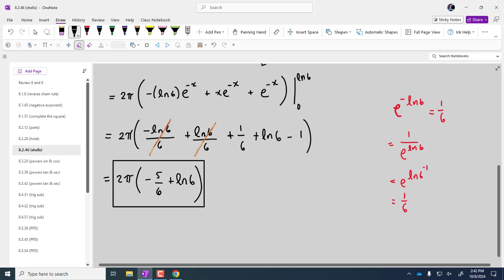There is the volume. You don't have to distribute it. No, you don't need to do that. If you want to, you can.